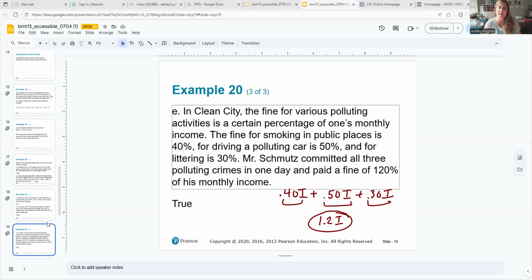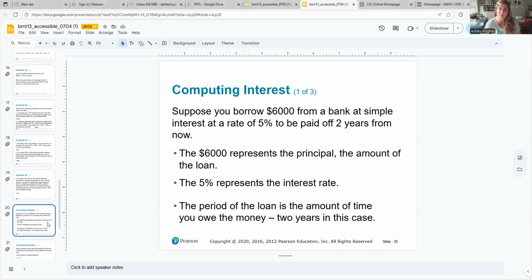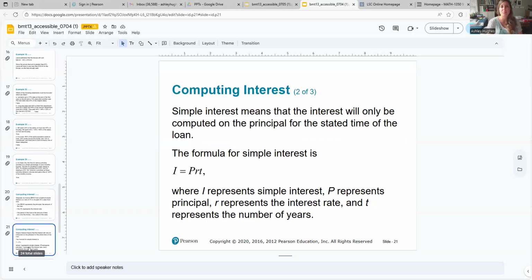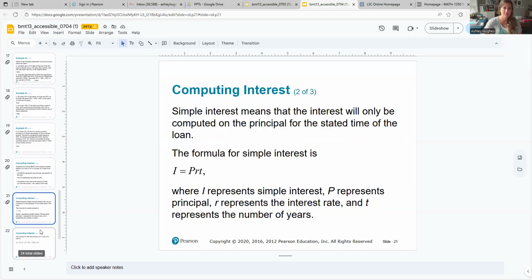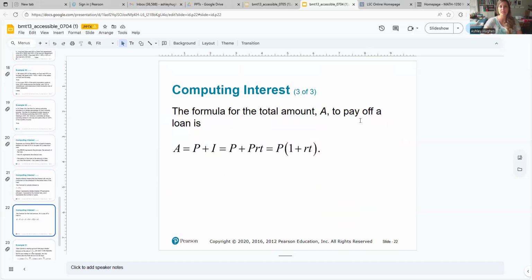Suppose you borrow $6,000 from the bank at simple interest and pay 5% to pay it off in 2 years. The $6,000 represents the principal, the 5% is the interest rate, and the period of the loan is the amount of time, which is 2 years. This is the simple interest formula, I equals PRT. The formula for the total amount is P plus the interest, so the principal plus the principal times the rate times the time. So it's P times parentheses 1 plus rate times time.